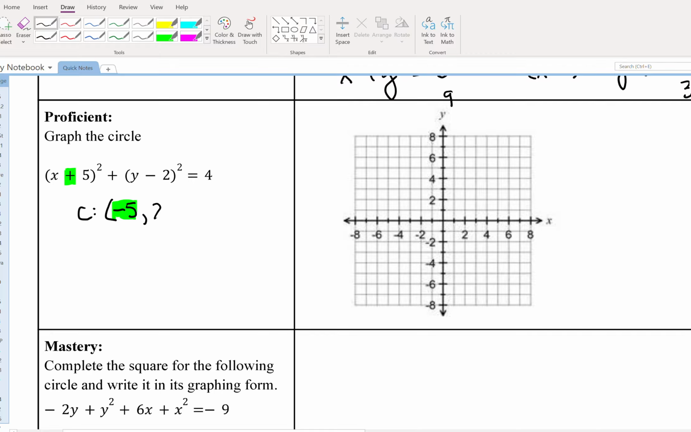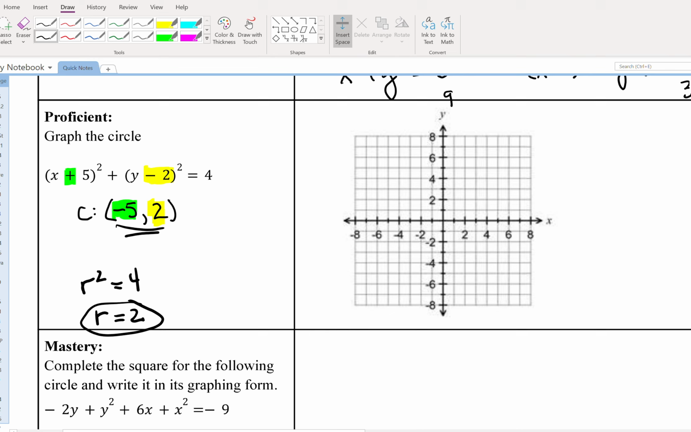Comma 2. Also somewhat counterintuitive. And its radius, keep in mind that r squared, which is in this position, is equal to 4. So I have to take the square root of both sides. R then equals 2. So my radius is 2, and that's my center.